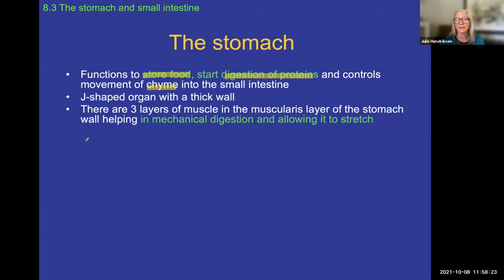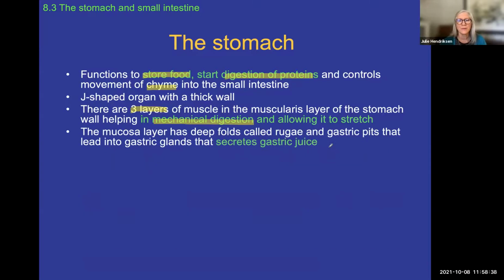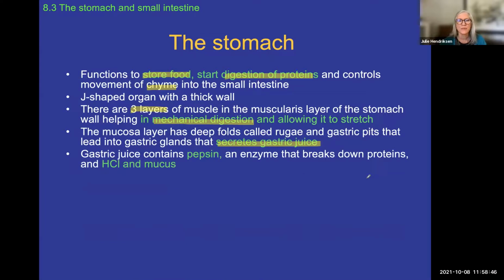As we look at the further descriptions, we know the layers of the stomach can make it churn a little bit differently because there are 3 layers of muscle. The main point is you do get a lot of mechanical digestion, and then you have these folds that allow it to stretch and then collapse again. The gastric juice is going to be low in pH, so it's acidic. And that acidic juice helps to digest proteins.